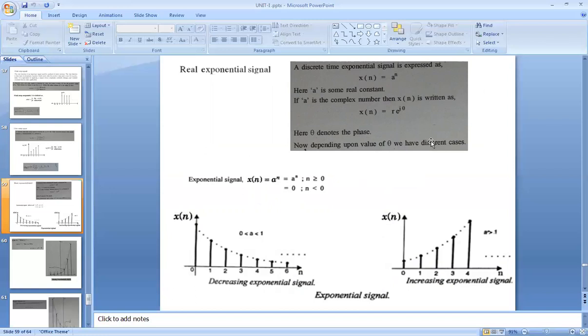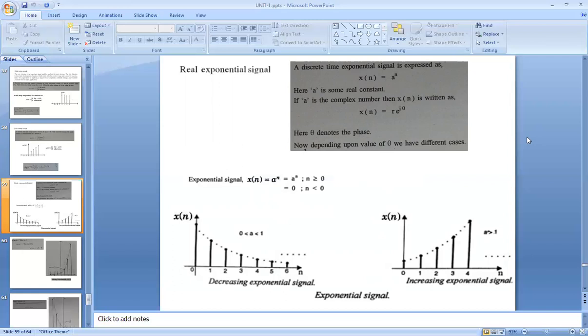If a is a complex number, then x of n will be written as x of n is equal to r into e raised to j into theta. Theta is denoted as a phase. Now, depending upon the value of theta, we will have different cases. Here we go through them one by one. Now here we are considering two cases.